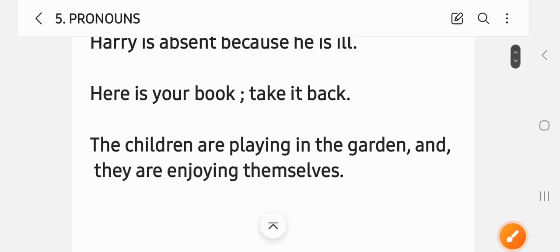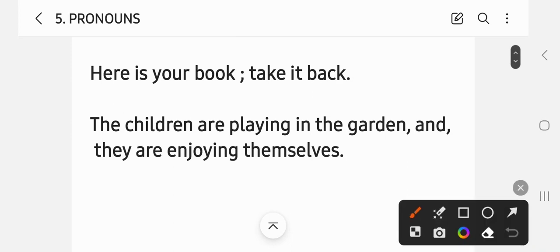Let's take another example. Here is your book, take it back. We will not say here is your book, take your book back. So we do not repeat the nouns again and again in the same sentence, hence we use pronouns. So here book is a common noun and the pronoun it is used instead of the common noun book.